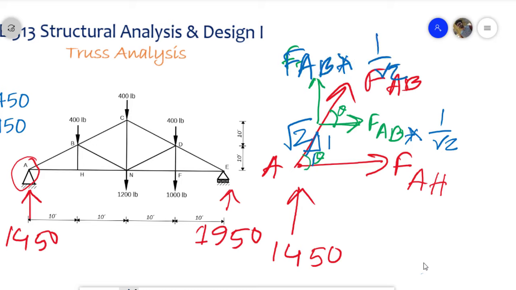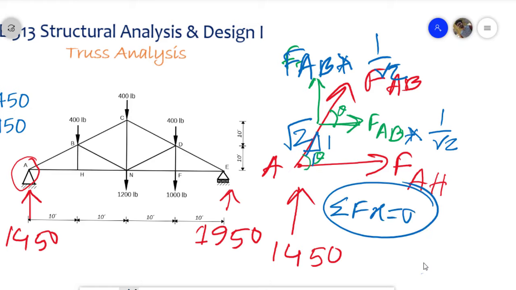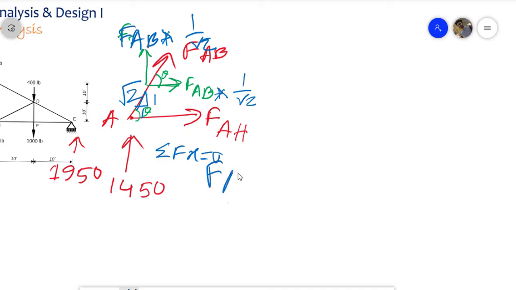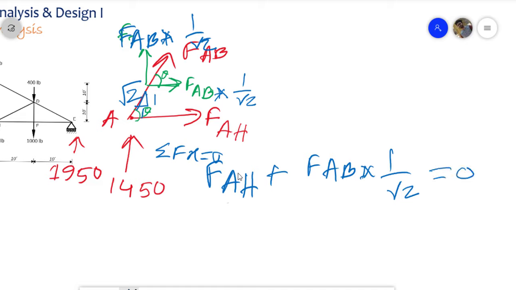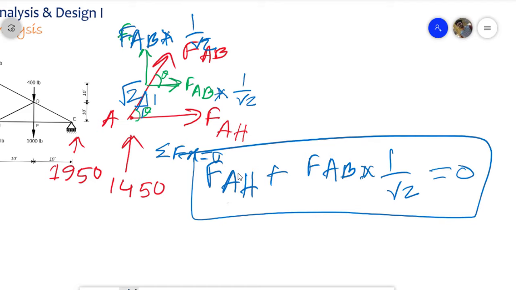Now let's apply summation of F_x here. If I write summation of F_x equals 0, what will I get? FAS is acting in the positive x-axis, that is why FAS plus FAB into 1 by root 2. There is no more force in the x-axis, so it equals 0. So this is equation 1.